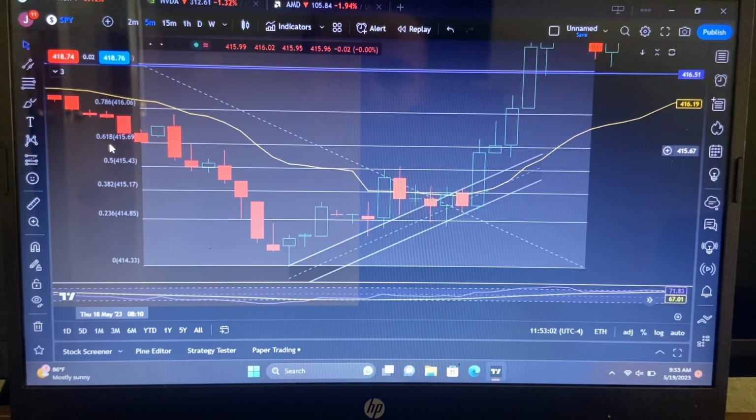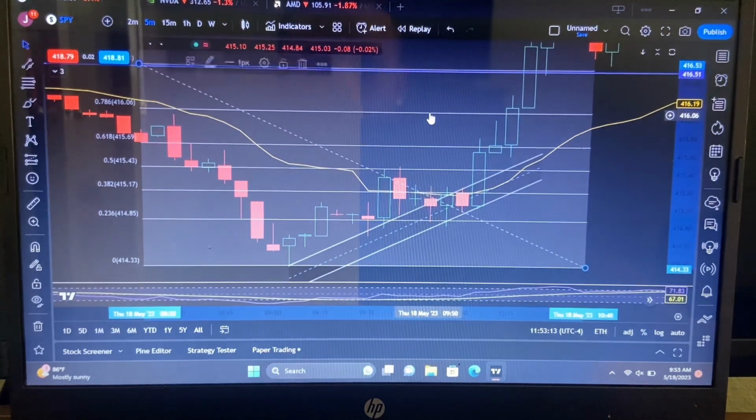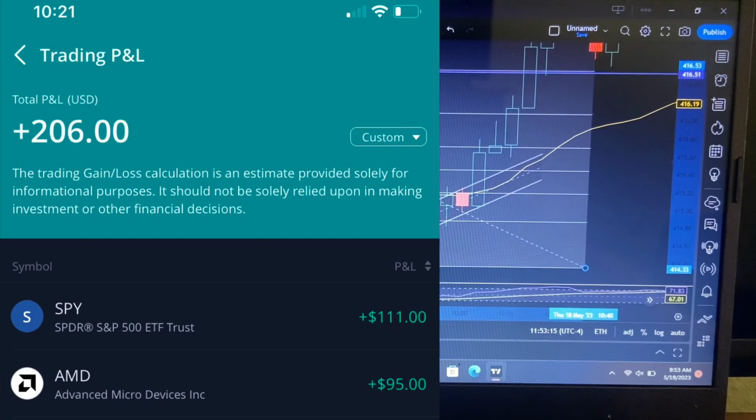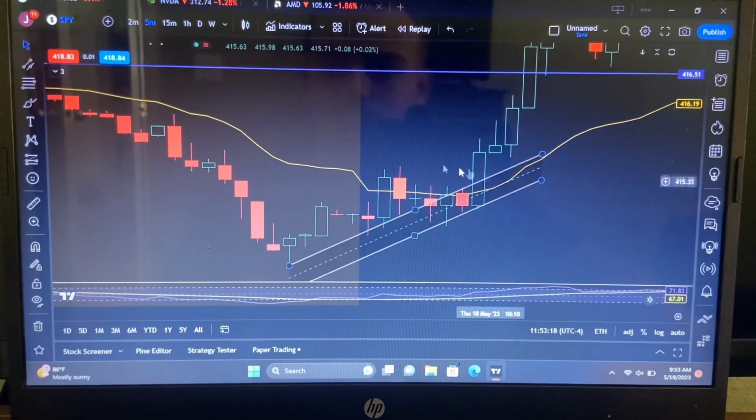So I was only playing light. I was going to average in, guys, if it came back and tested the trend line again. But clearly you see it never did. So I only played with $200 on this trade, and I made 50%. So I'll pop that up real quick. You guys see I made the $111. So I pop that Fibonacci away real quick.